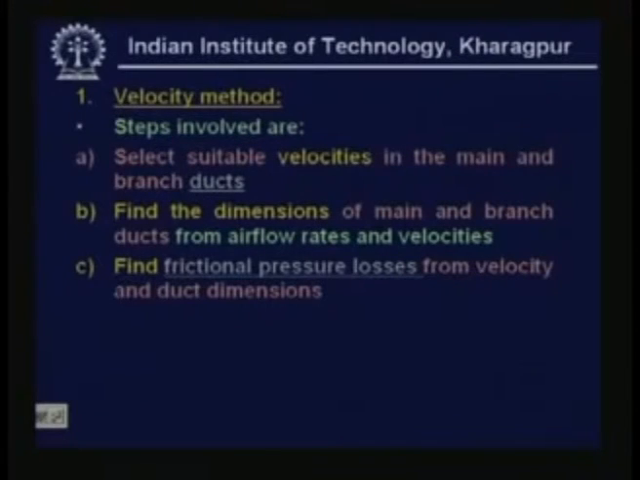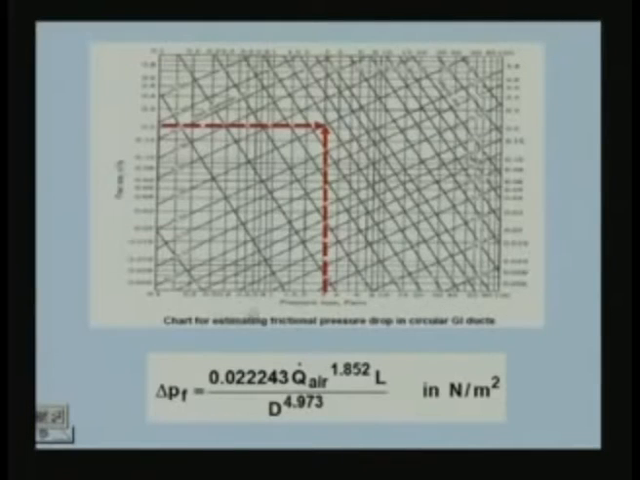Okay. So this is the second step in the velocity method. Then the third step is to find frictional pressure losses from velocity and duct dimensions, either using the friction chart or using the frictional pressure drop equation. This I have discussed in the last lecture.